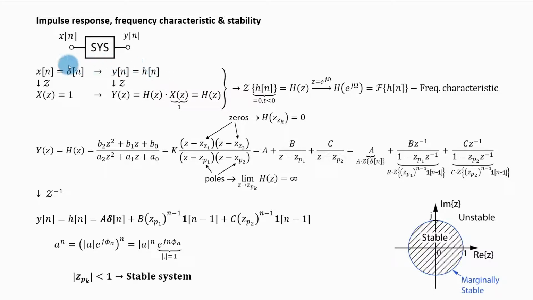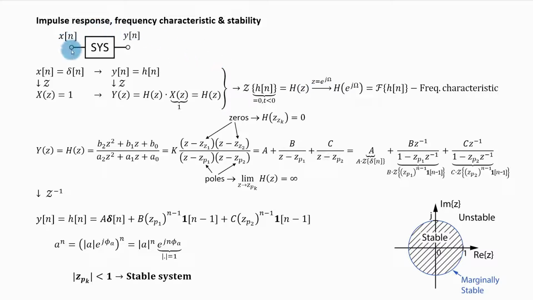Now, what does this look like in the z domain? The z transform of the Dirac delta pulse is 1, and the z image of the output is supposed to be the z transform of the input multiplied by the transfer function. If the input is the Dirac delta pulse, this is 1, so the z image of the output is the transfer function. That means the z transform of the impulse response is the transfer function.